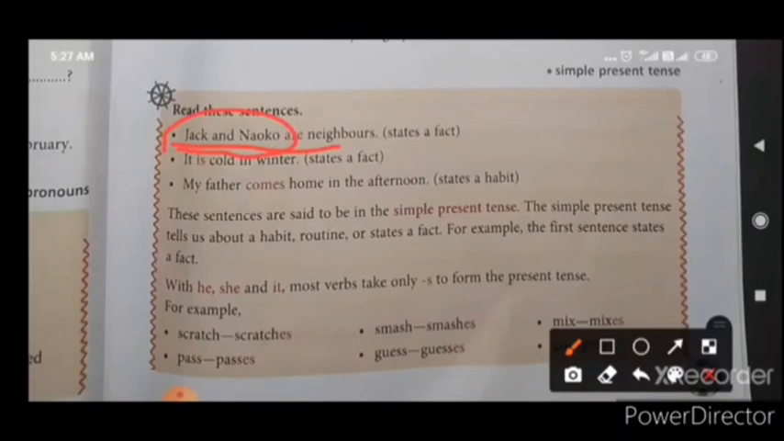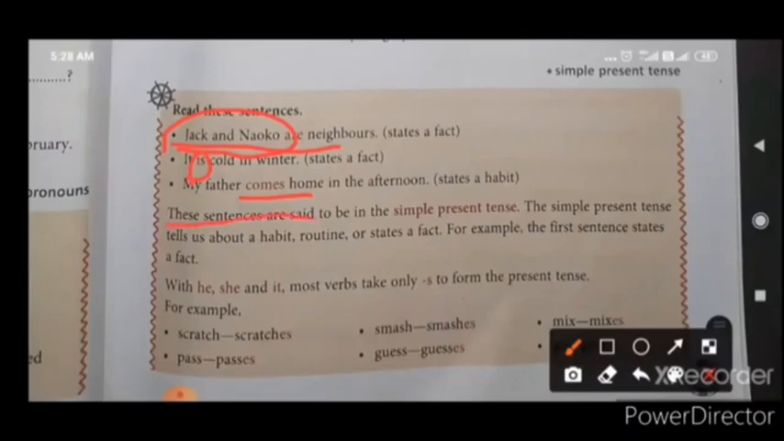So are has been used. It is cold in winter. It is also the same. It. There is no main verb. So is has been used. Is is an auxiliary verb. That means be form verb. My father comes. Students, here comes. So here main verb has been used. So my father is considered he. So with the verb s has been added. So my father comes home in the afternoon states a habit.